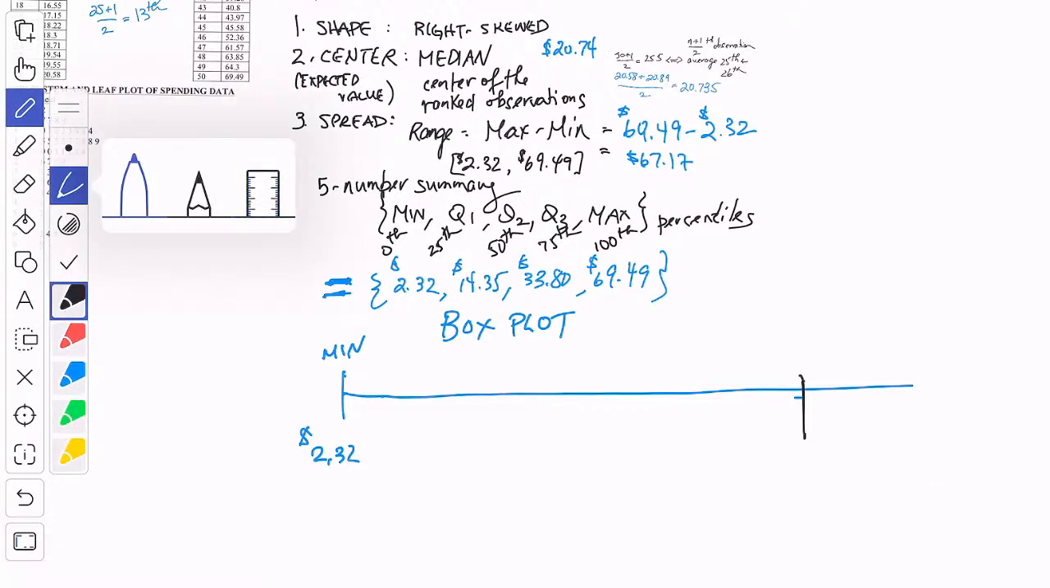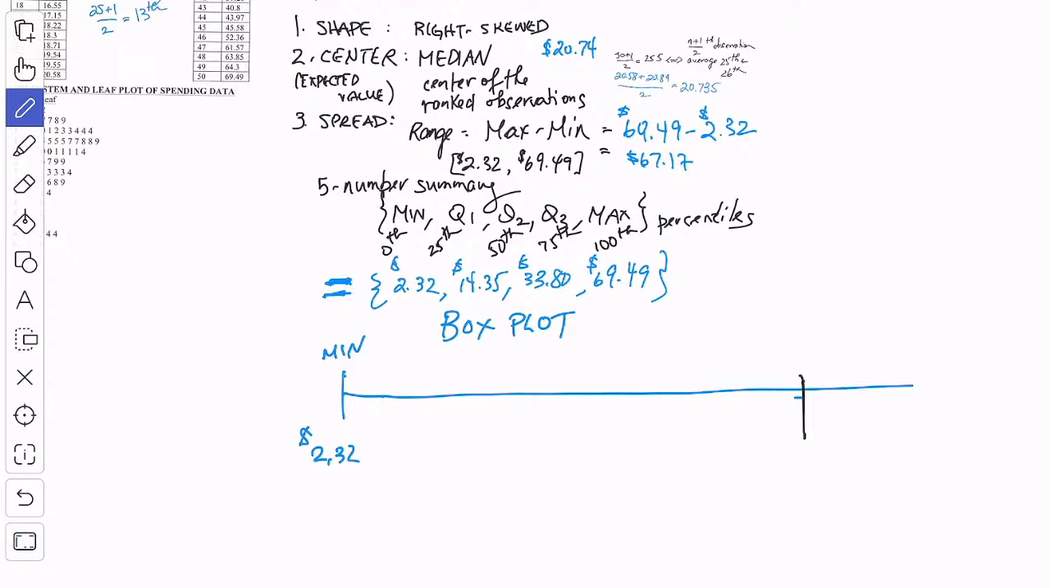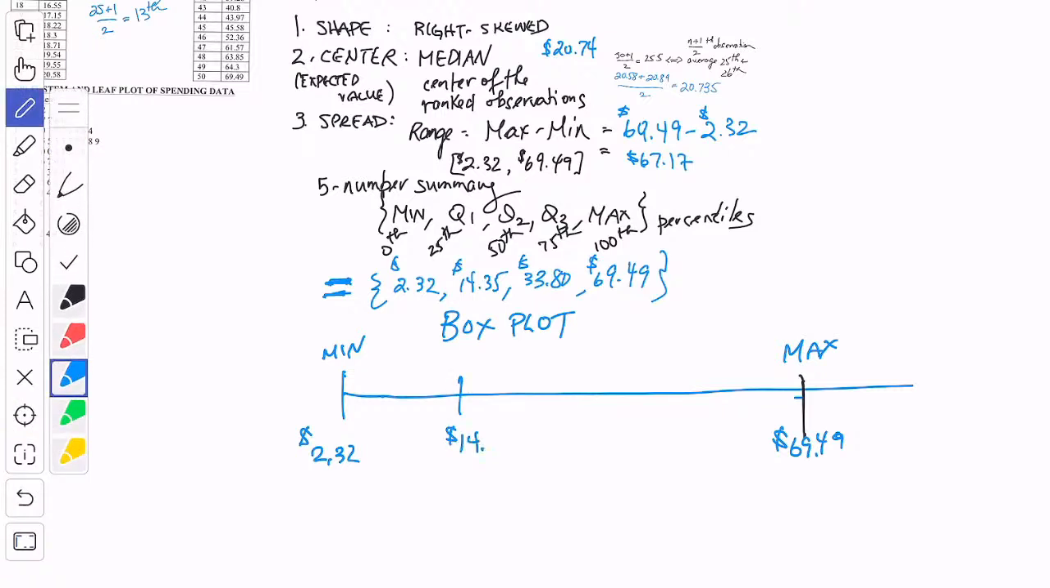There. All right. So this is about 69. I'm making this up graphically. I did a nice drawing in the notes that you should use, as I mentioned. So this is 69.49, which is your max. And then this is about 14. And then this is about 33 here.